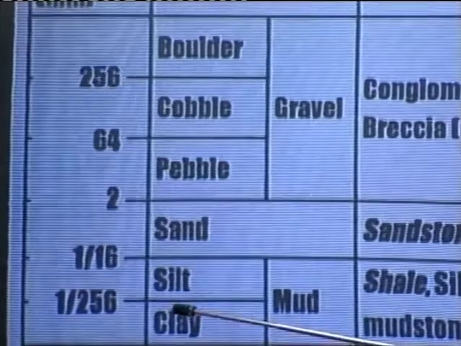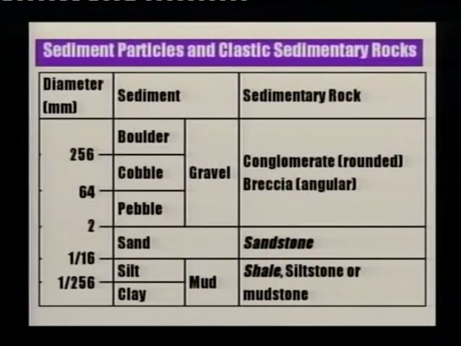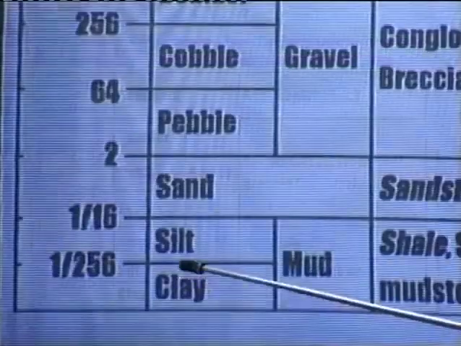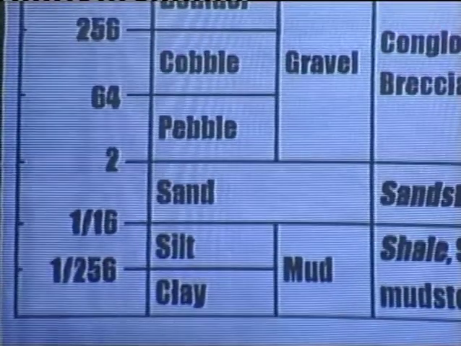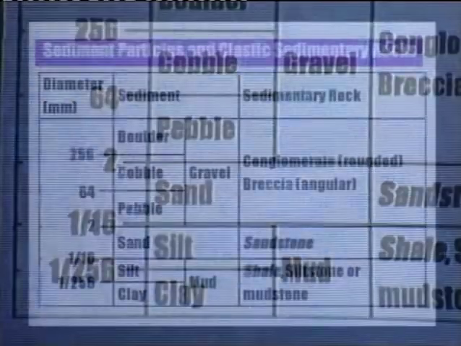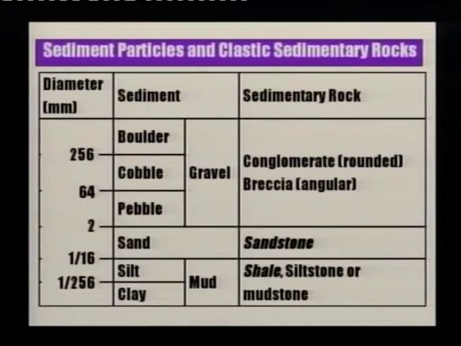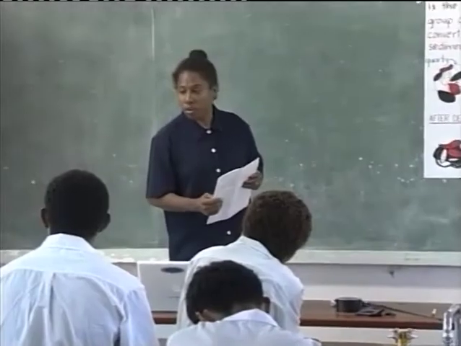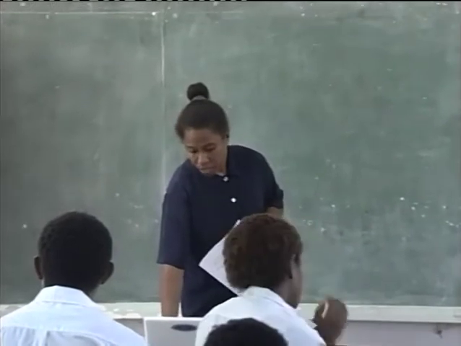Sediments between 1/256 and 1/16 millimeters in diameter are considered to be silt. And finally, anything smaller than 1/256 millimeters in diameter is considered to be clay. Those gave us information on how we can identify or classify the different sediments according to their grain size. That information you also have in your exercise book.